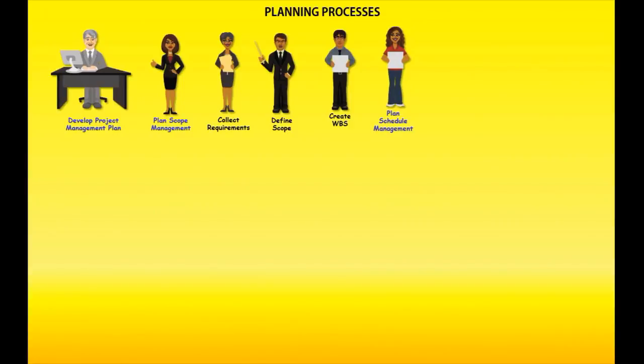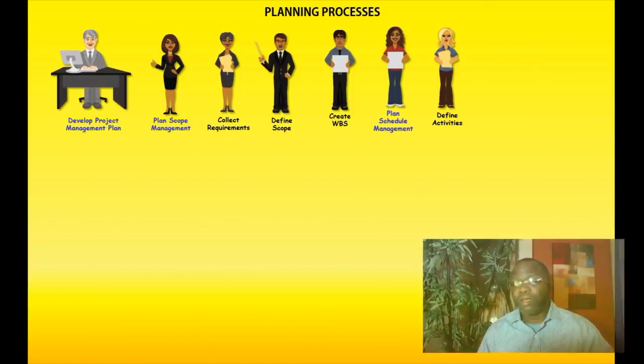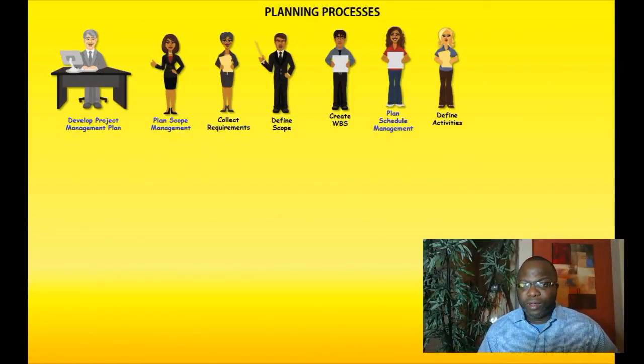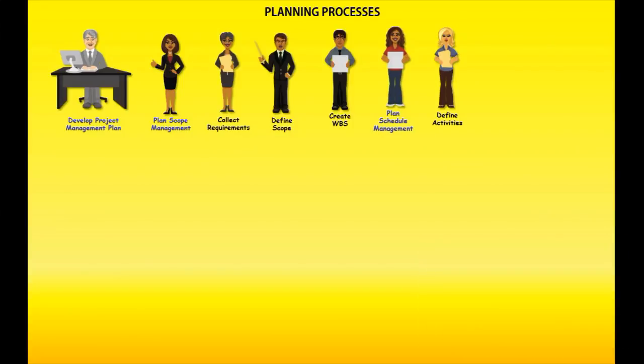But after we've come up with a plan for how to develop and manage the schedule, we then begin to work on the different components that will eventually give us our schedule. So the next process is called define activities. And in define activities, we are listing out all of our activities that need to be accomplished. We come out with an activity list. We also further define what these activities are.